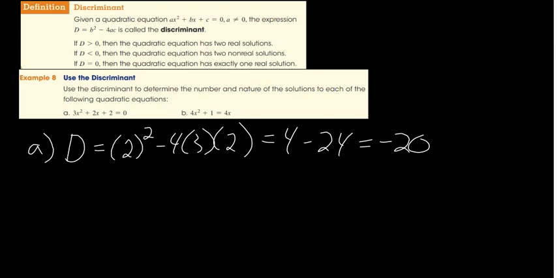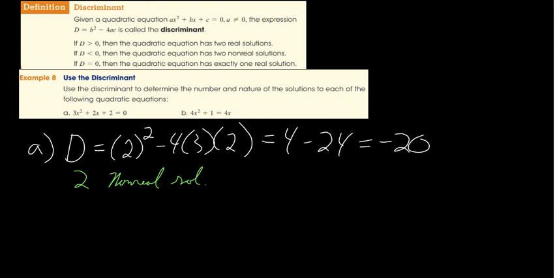I've got a negative number, so this tells me it's this one right here. A is going to have two non-real solutions. So let's write that: two non-real solutions.